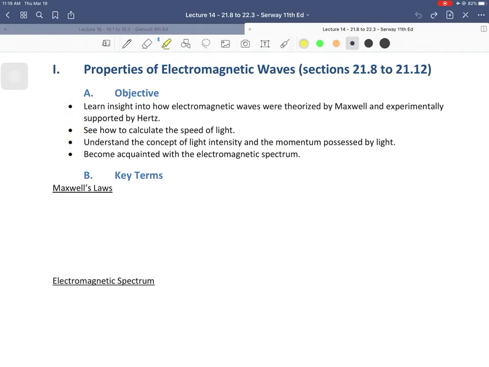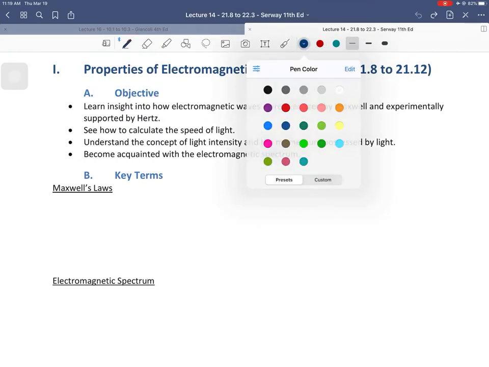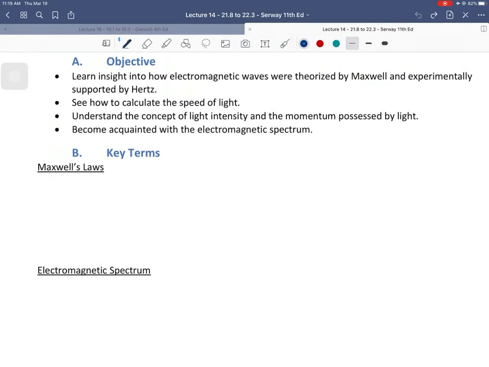Okay, so let's get into some key terms first. Our first key term is Maxwell's Laws. Maxwell's Laws are the underlying laws of all of optics, electromagnetism, and circuits. So they're kind of a big deal.